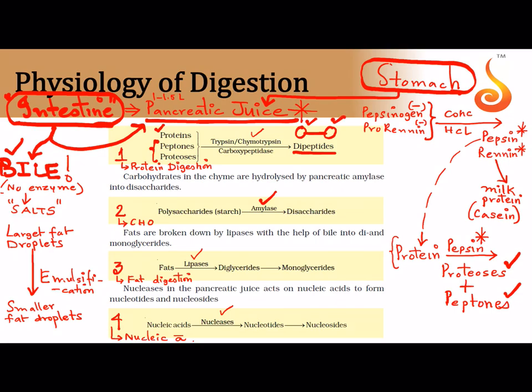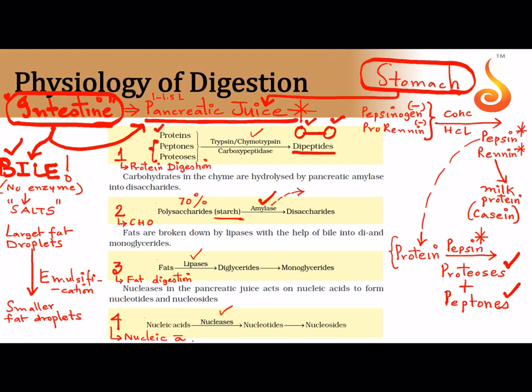What happens to carbohydrates? Now starch. I told you only 30% of the starch got digested in your mouth. So the remaining 70% of the starch in your intestine is acted upon by pancreatic amylase. Don't confuse it with salivary amylase. Amylase that is present in saliva is called salivary amylase. But this amylase is present in pancreatic juice, so we give it a special name. We call it amylopsin. The name given to the amylase present in the pancreatic juice is amylopsin. It is called pancreatic amylase.